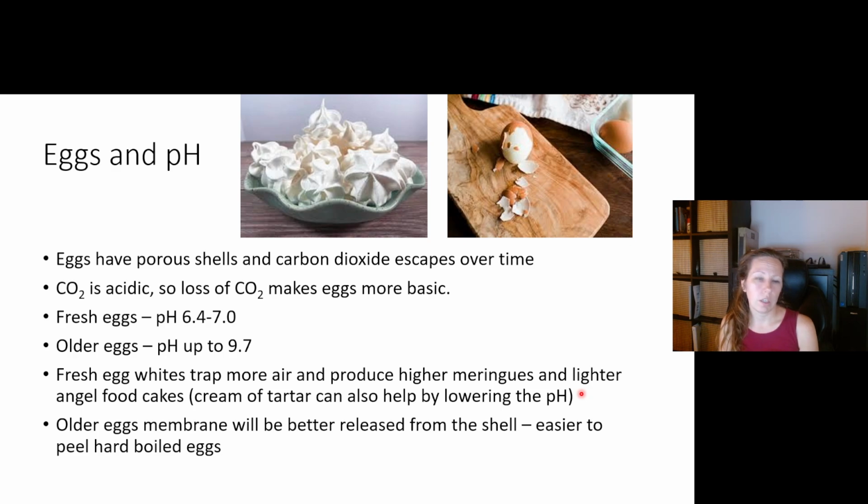Conversely, old eggs are really good for boiled eggs, hard-boiled eggs, because with all that CO2 release, things shrink up and the membrane detaches from the shell and it releases better. So old eggs are easier to peel when you are hard boiling them. But my trick for peeling hard-boiled eggs is pressure cook steaming them. That makes it easy too. Okay.